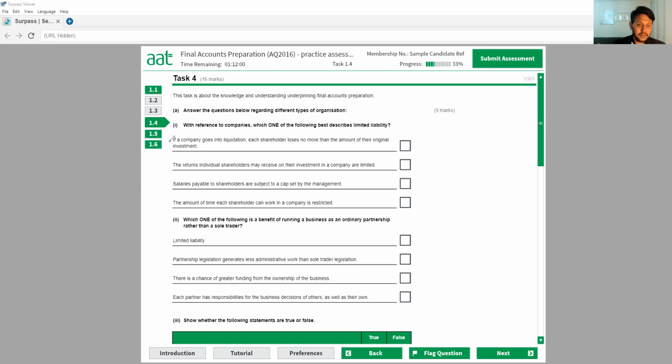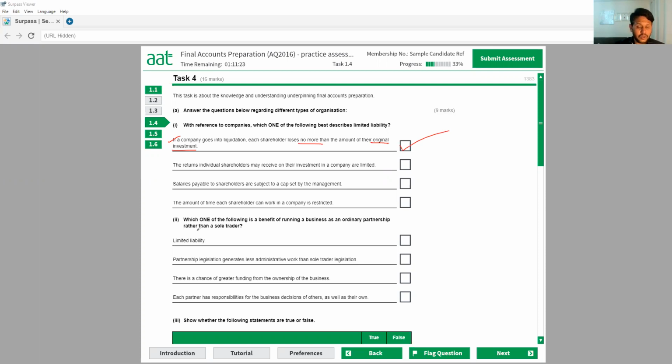First one, it says, if a company goes into liquidation, and liquidation means the company is closed, ceases trading, or shuts down for any reason, each shareholder loses no more than the amount of the original investment. This is the biggest advantage a limited company has. If the company goes into liquidation for any reason and cannot run anymore, the owner or shareholder will not lose any money beyond the investment. This is the main advantage of the limited company.